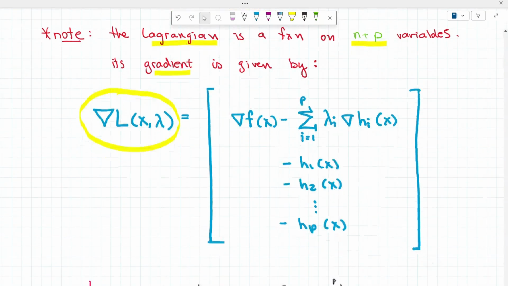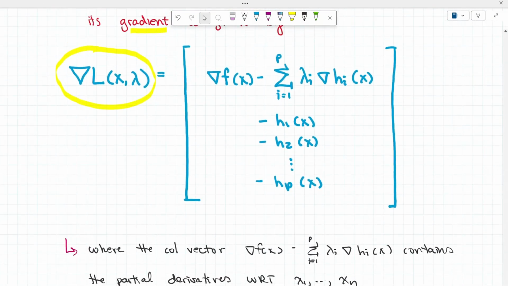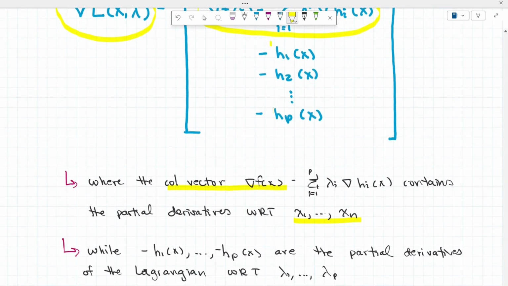But that general process is pretty similar. So if we look at some details here, we see that the column vector, which is the gradient of f minus the sum of our Lagrange multipliers multiplied by the gradient of our constraint functions, contains the partial derivatives with respect to x1 to xn. So this first piece over here is going to be a column vector on its own, which I've just defined. And then the second part, our h1 to hp, these are going to be the partial derivatives of the Lagrangian with respect to our Lagrange multipliers, lambda 1 to lambda p.